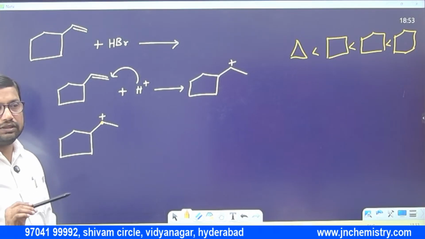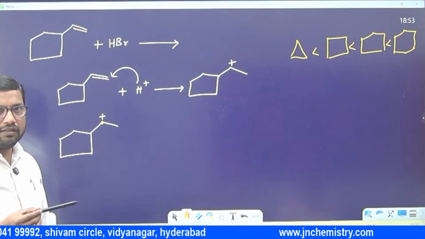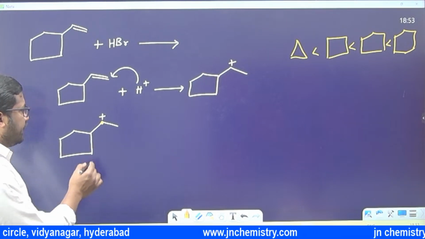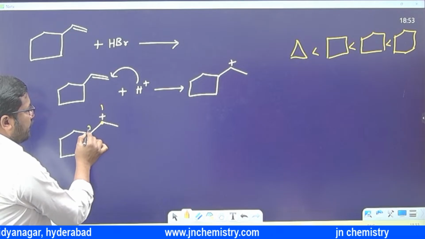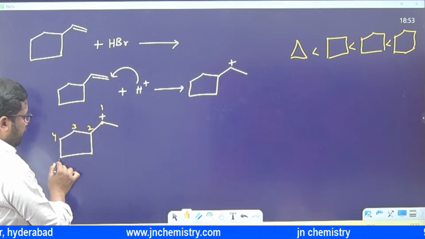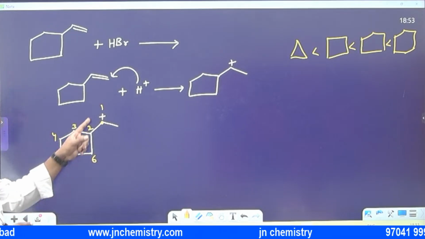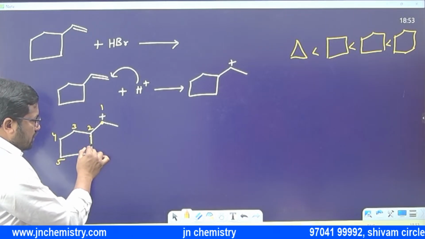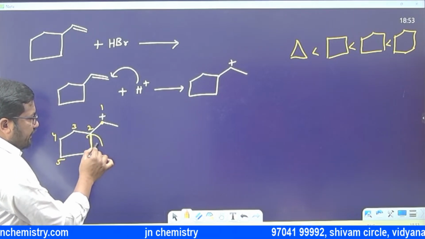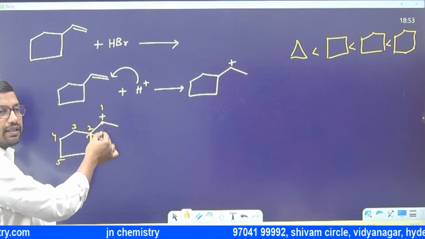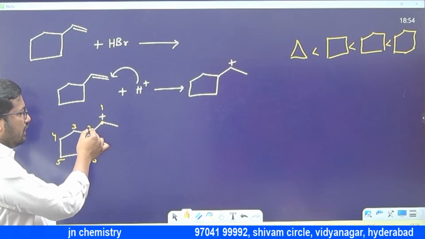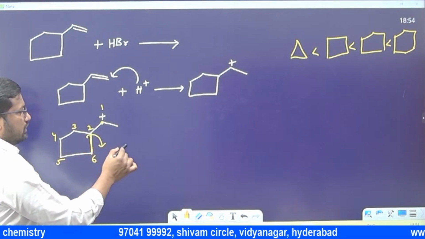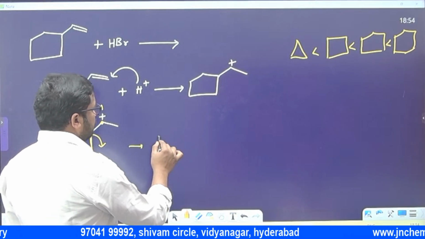So the ring expansion is simply a number game, right? A lot of people are confused by this. Just give the numbering like this: 1, 2, 3, 4, 5, 6 from the carbocation onwards. Imagine the 2 and 6 bond undergoing heterolytic cleavage. This 6 is going to attack the first carbon. At the second carbon, which charge are we getting? Positive charge, right?